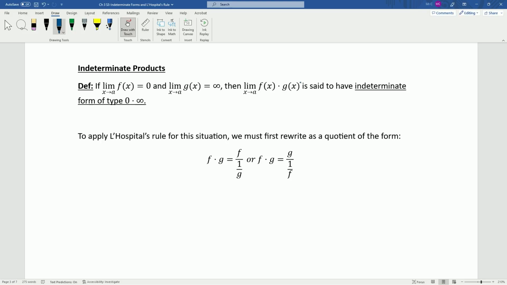So in order to do this, we have to apply L'Hopital's rule. However, L'Hopital's rule only applies to a quotient. So if we have f times g, we need to either rewrite this as f divided by 1 over g, or rewrite it as g divided by 1 over f. Those are the same things, right? Dividing by a reciprocal is the same as multiplication. So you can use either of these forms when dealing with an indeterminate product.